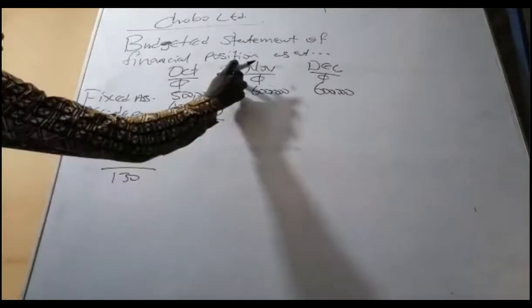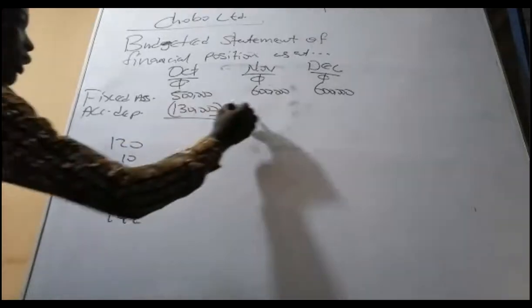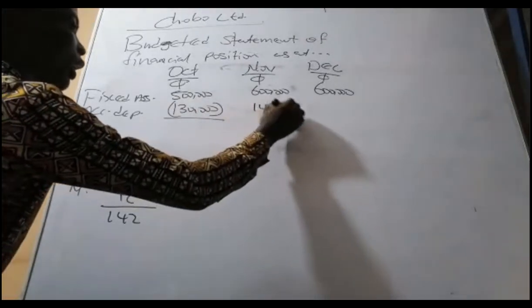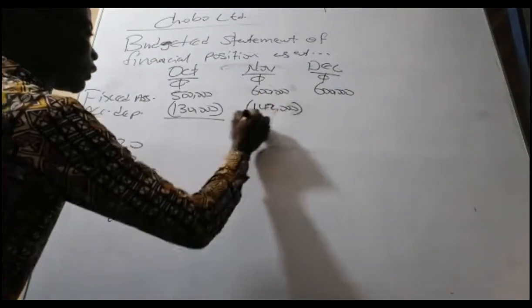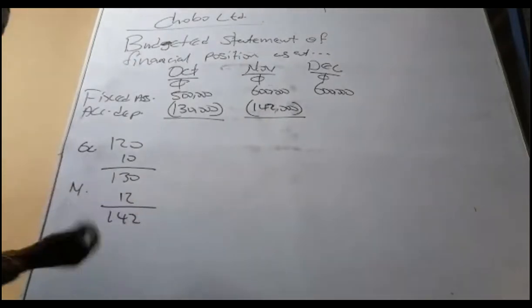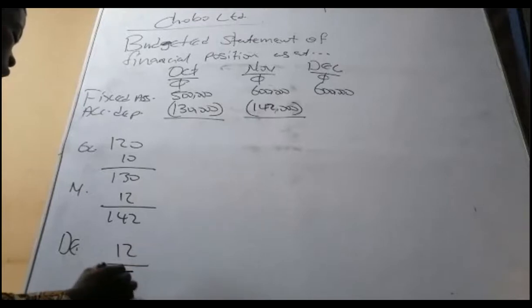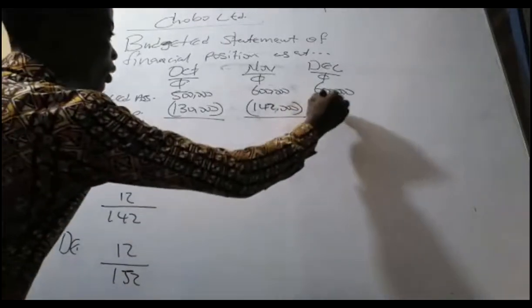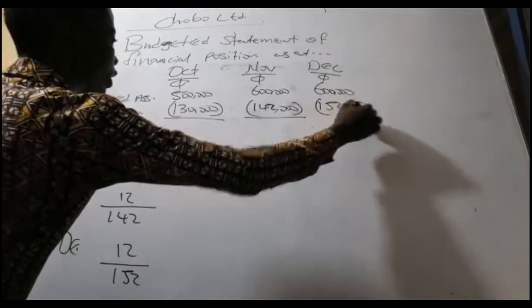When I go to November, if I have 130 there, the charge for November was 12,000. I'll add, I got 142,000. I come here, put the 142,000 here. When you are done, take it off. Come to December. I'll just add December depreciation. This is a 12. I get 152,000. You take it off.